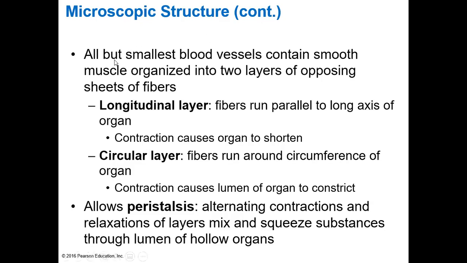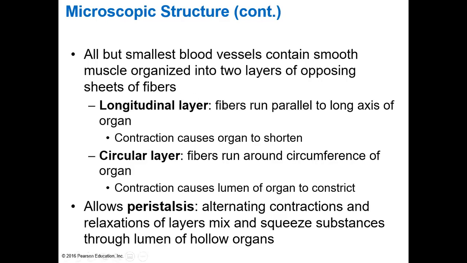Okay. All the blood vessels, except for the very smallest ones, which are capillaries, contain smooth muscle, organized into two layers of opposing sheets of fiber. The reason it is in opposing sheets of fiber is because it's harder to tear when you have things running opposite each other, which is very important in our blood vessels. You don't want those tearing.